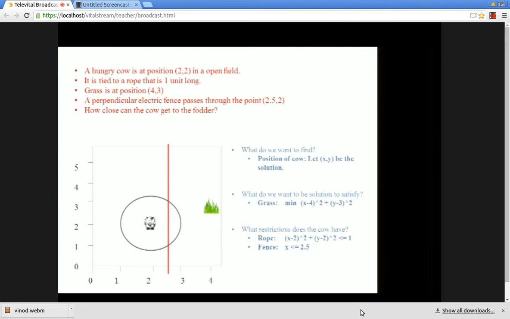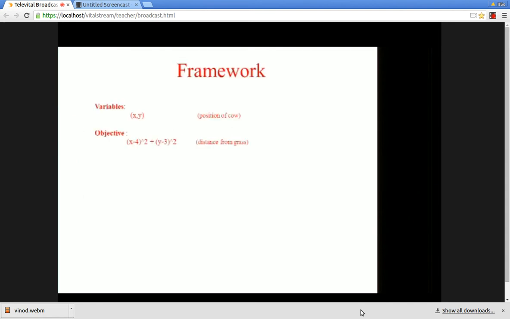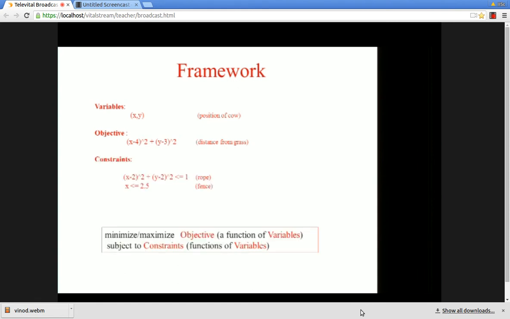As simple as that. So you have a certain objective to solve, in this case, the distance to the grass, and then you have certain constraints, which in this case are the rope and the fence constraints, right? So this is the general framework. You have certain variables that you want to solve. In this case, the variables are your position. That's what you finally want to get to. That's the answer that you're looking for. The variables are x and y. And there is an objective that you want to solve, the distance from the grass. There are certain constraints. And you want to minimize or maximize the objective to solve for certain variables, subject to the constraints that you have. So this is the general framework of optimization.